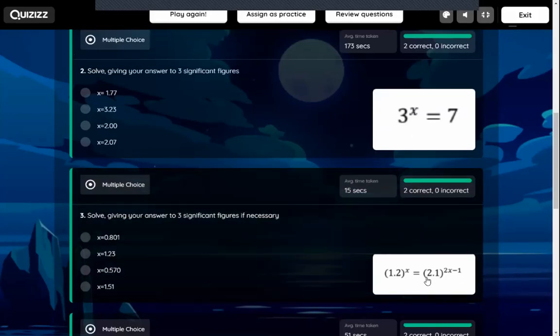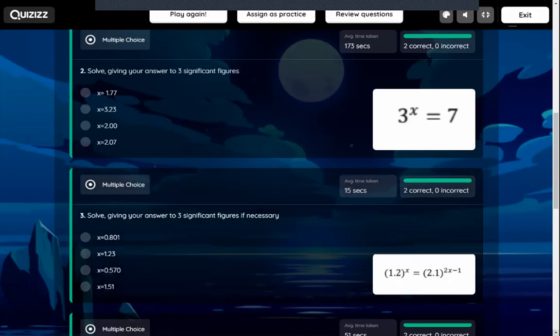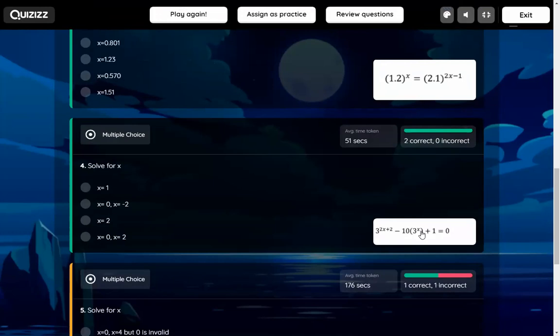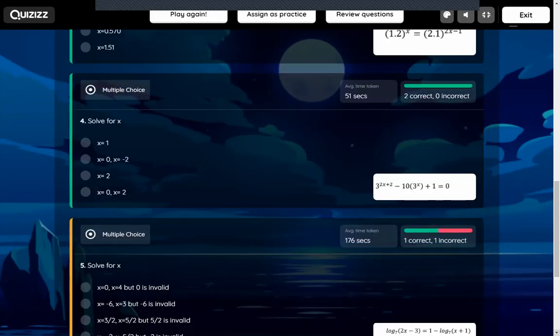For this one, same thing. 1.2, 2.1, can't write them to the same base. I would take logs and solve for x. This is an exponential equation. Looking at this would give me a simultaneous equation, so you let something be represented by y and you solve for the values of y. We did that. But if you want me to do it, please let me know. I would do it for you if you want me to write out the question.